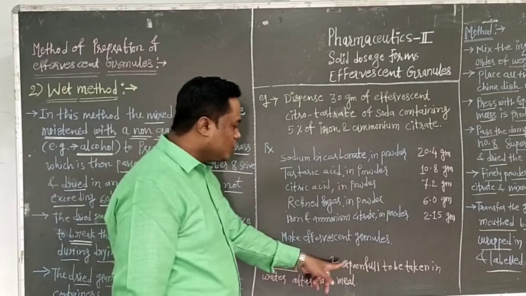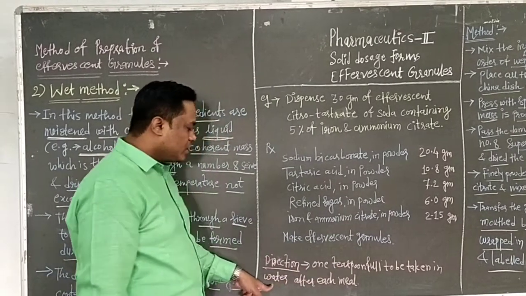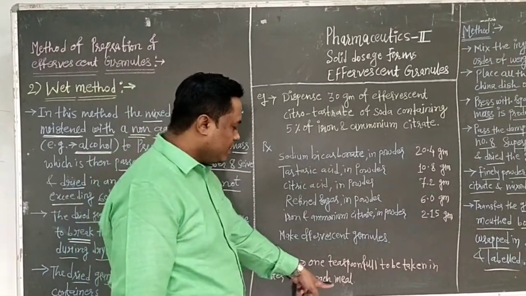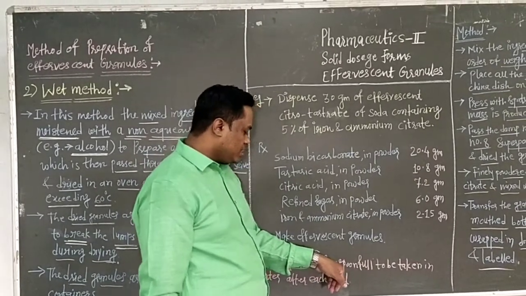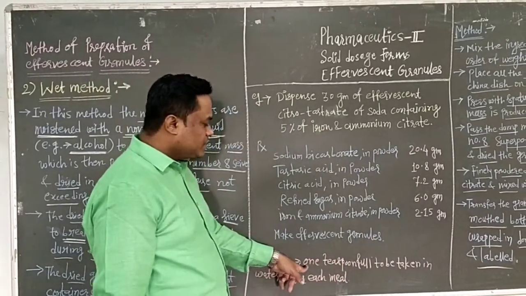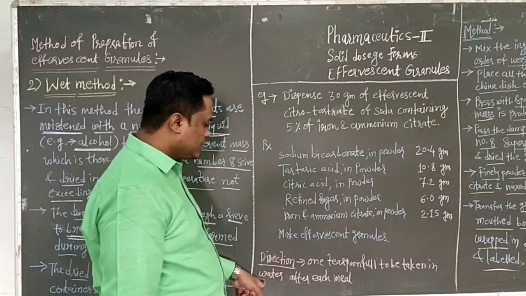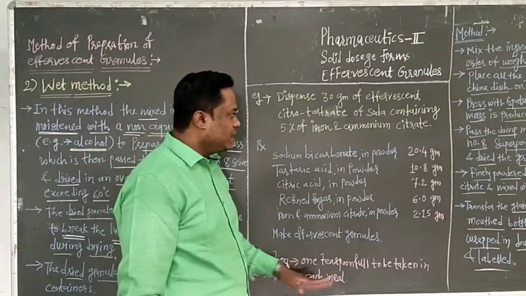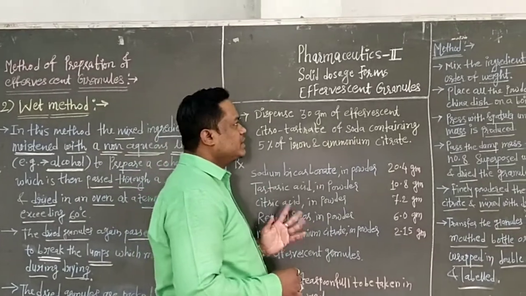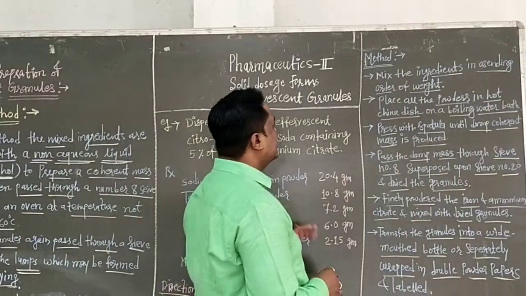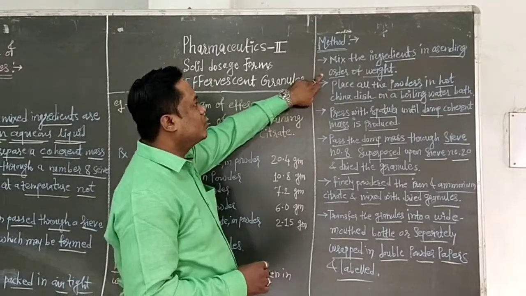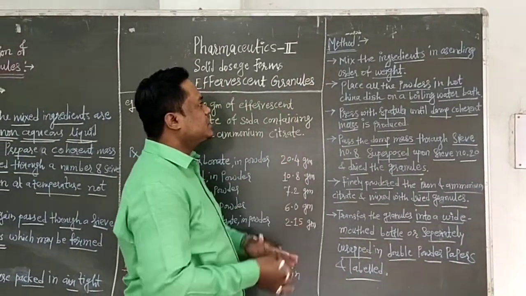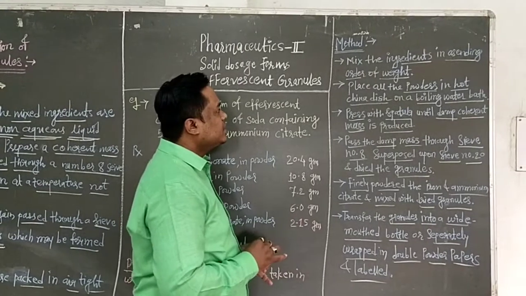Then what is the direction? One teaspoonful to be taken in water after each meal, that is, after eating food, and a teaspoon means 4 ml. Then you have to see the method of preparation of this prescription. First, we mix the ingredients in ascending order of weight, smallest to largest weight.